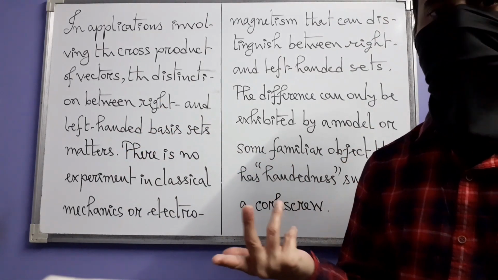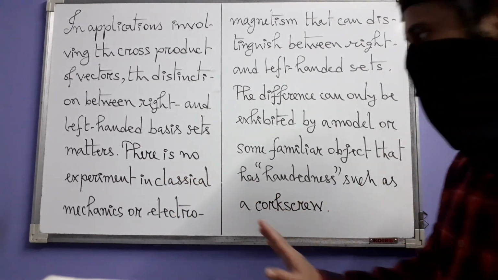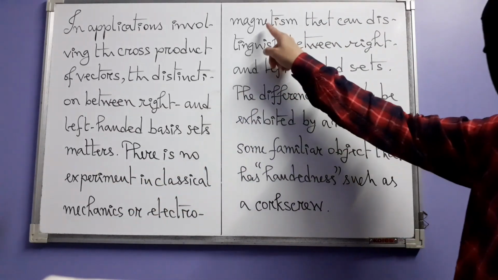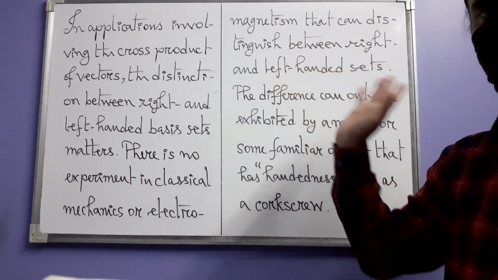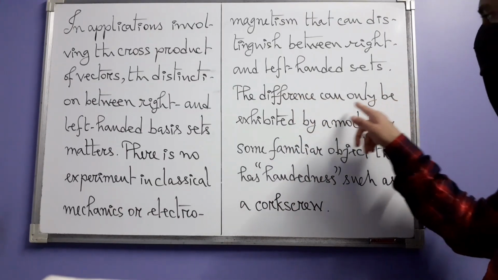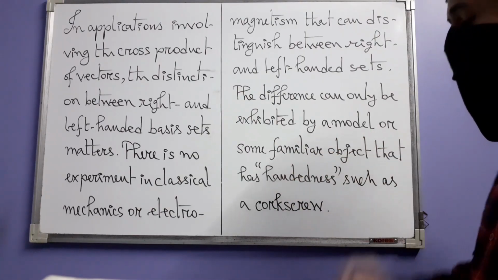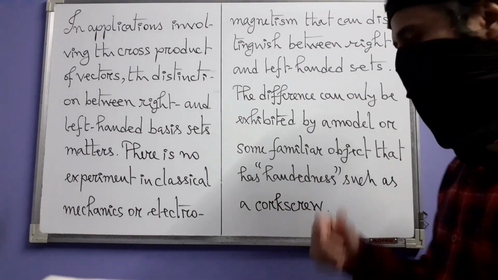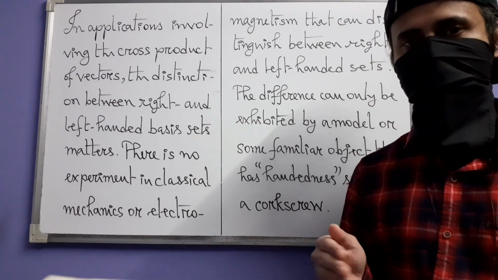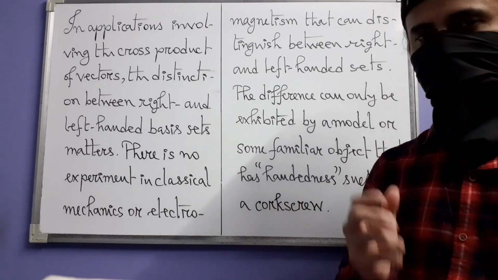Now what is this right and left-handedness? Let's see what the author has to say. There is no experiment in classical mechanics or electromagnetism that can distinguish between right and left-handed sets. It's a fact. So that is why the difference can only be exhibited by a model or some familiar object that has a handedness, such as a corkscrew. Now you can see in the text that a general right-handed set of vectors has been defined using a corkscrew, which is a little complicated.